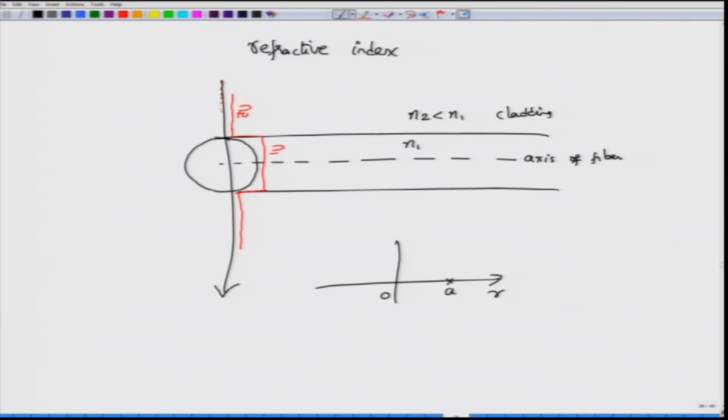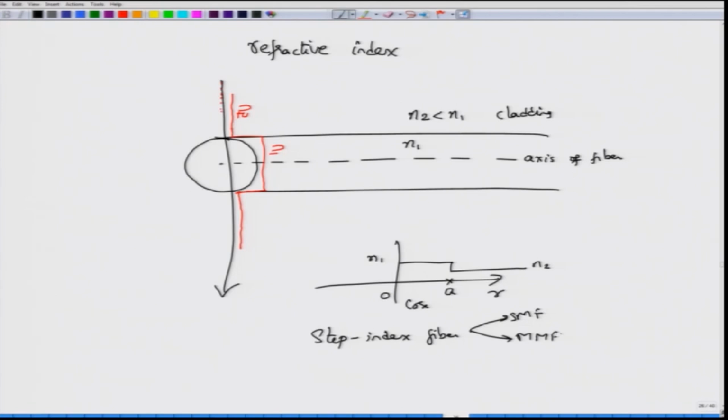So, from 0 to a, the refractive index is actually N1, because this is in the core region, and outside of this the refractive index is N2, which is of course less than N1. This type of profile, wherein the refractive index is essentially constant in the core as well as in the cladding and experiences a sharp step-like change or step-like discontinuity, is called a step index fiber. Again, step index fiber can be single-moded fiber or multi-moded fiber.